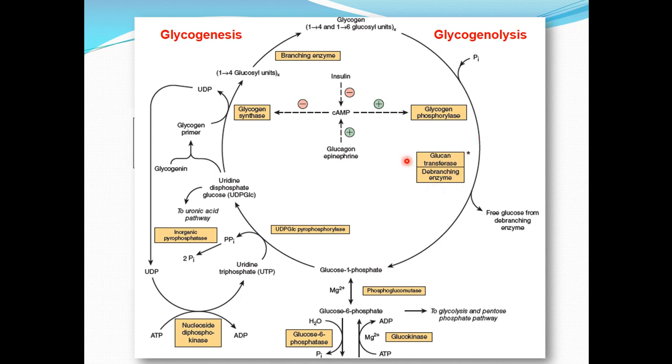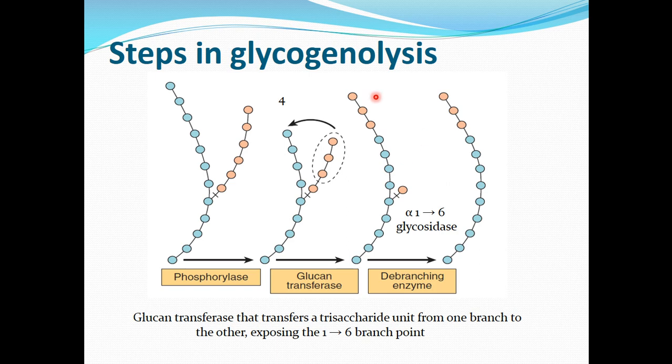This can be better understood in the next slide. Here we have seen the sequential removal of glucose molecules from the outer chain of the glycogen molecule till on both sides we have 4 glucose residues: 1, 2, 3, 4. We know that this is the alpha 1,6 glycosidic link, and these linkages are alpha 1,4 glycosidic linkages.